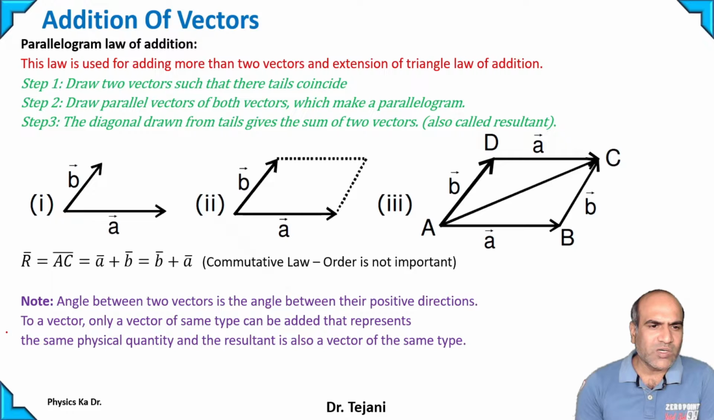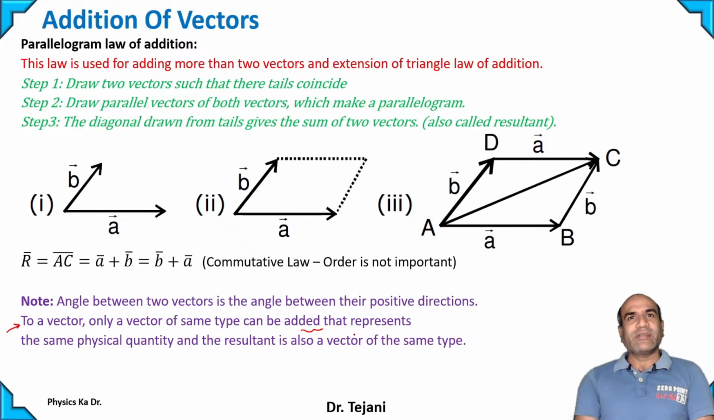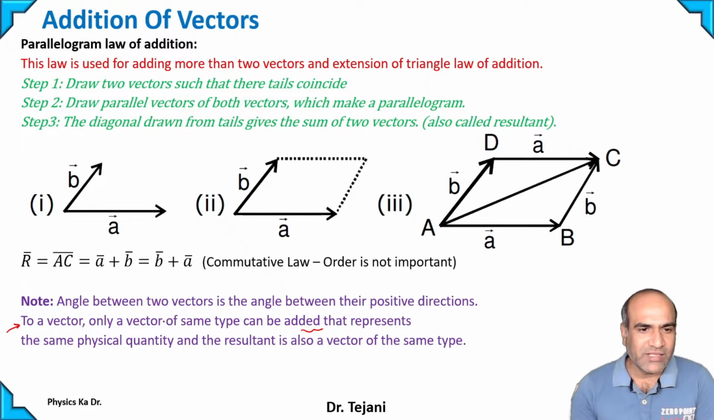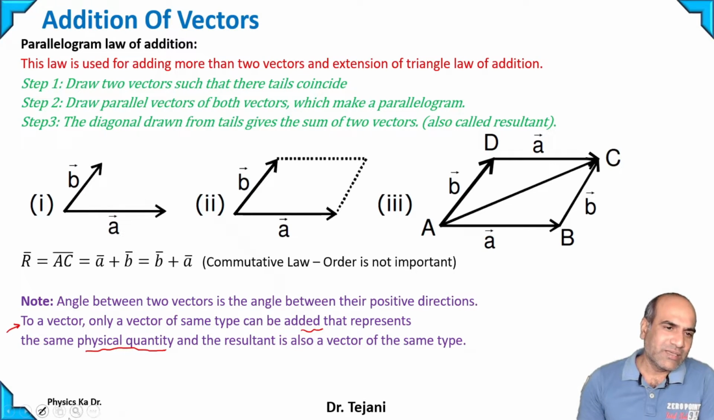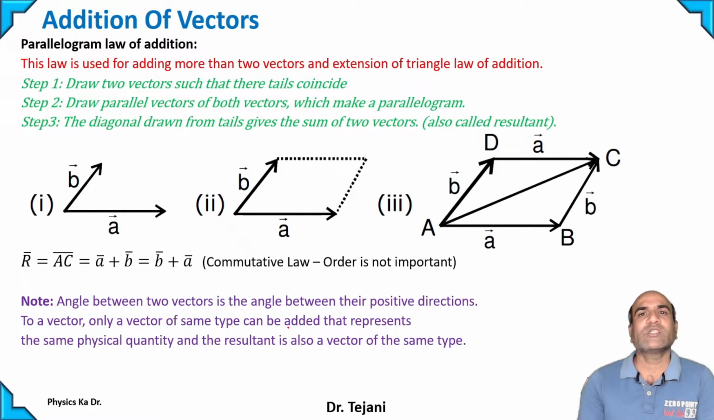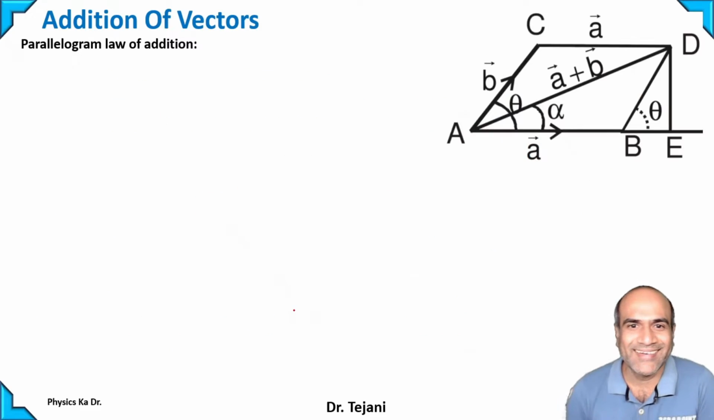And another statement: only vectors of the similar type can be added. Different types of vectors cannot be added. You have to remember that part. The same physical quantity has to be added, and the result is also a similar quantity. If there is a force, then force plus force can be added. If you talk about force plus displacement, it cannot be added. Right? The rule is very simple. It is known to everyone.